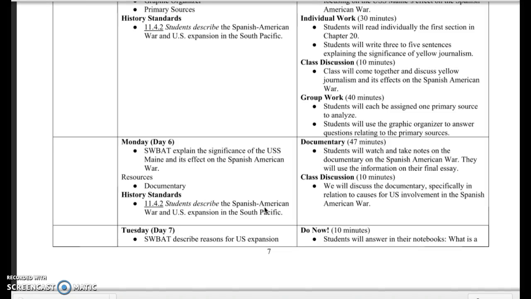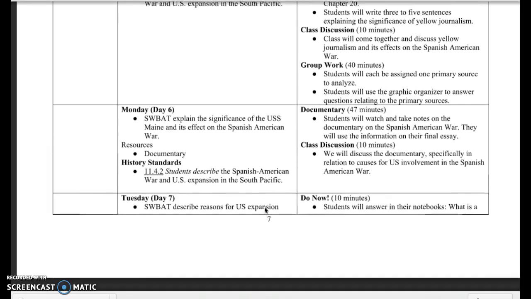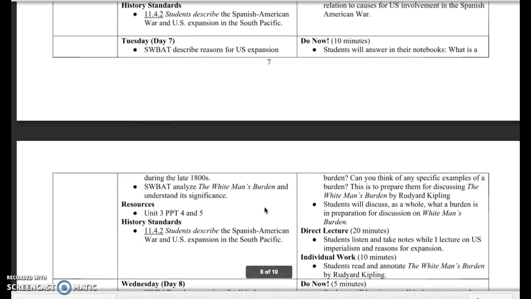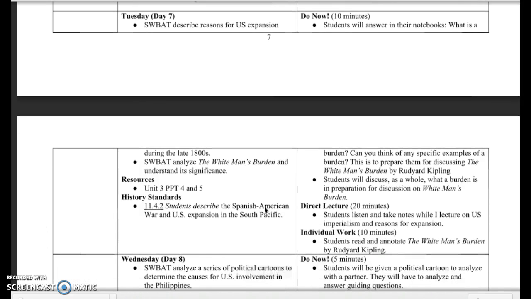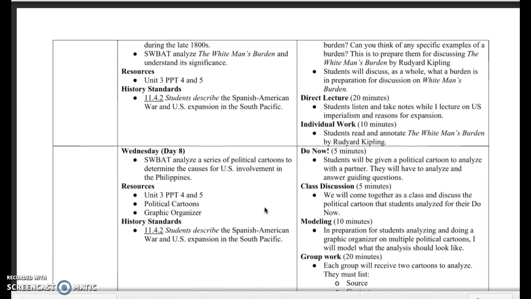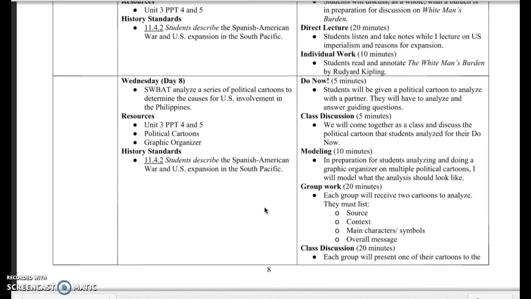Day 6, we're looking at the USS Maine, how the explosion of the USS Maine affected the Spanish-American War. Day 7, we're talking about the white man's burden and how white Americans and white Europeans believed that they needed to Americanize and civilize those in the South Pacific and in other nations. We'll be reading The White Man's Burden by Rudyard Kipling. Day 8 is political cartoons that we will be reading about the U.S. involvement in the Philippines.